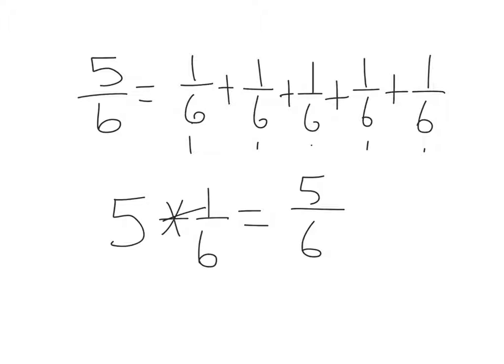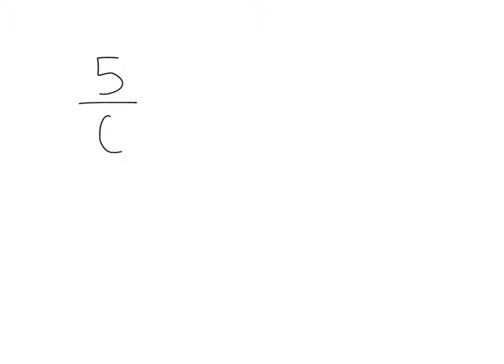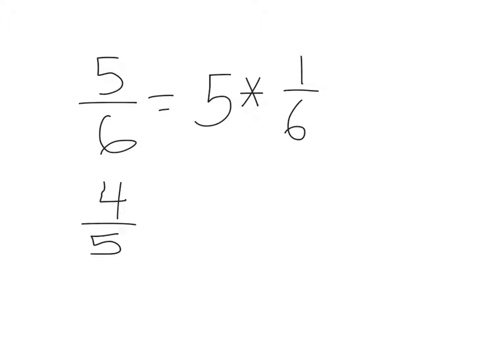So instead, I can take this 5/6. I know that my unit fraction would be 1/6, and I have 5. So I can do 5 times 1/6. Now you try one. Okay. With 4/5, my unit fraction is 1/5. I have 4 parts, so there's my whole number I'm multiplying, 4 times 1/5. Is that what you got?